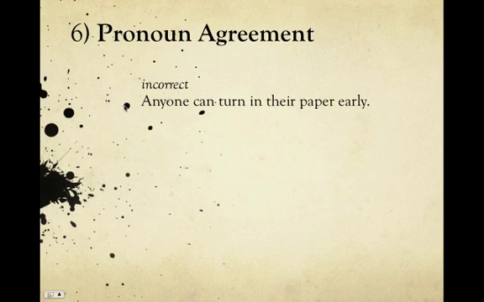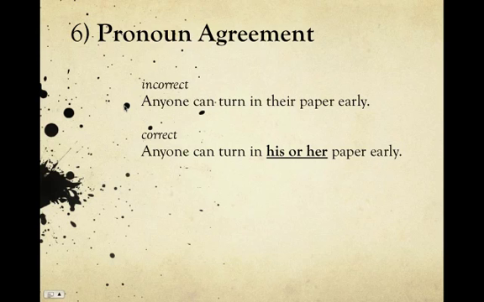And here's why people tend not to make this correction. Anyone can turn in his or her paper early. Used to be people would just say his paper, his book. It was always his. But now we like to include the other half of the population in the equation. So to be politically correct, we say his or her. And this is hard to remember when you're talking.